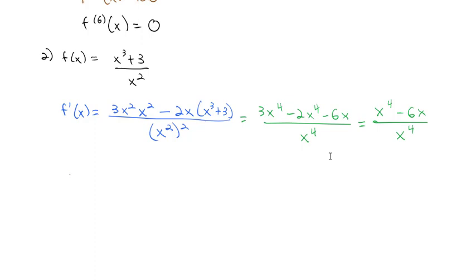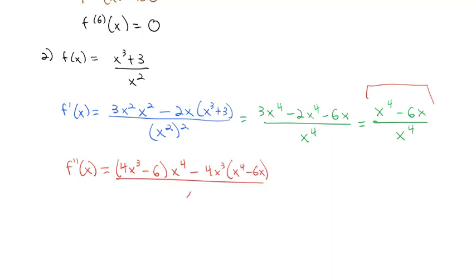Well, if that's the first derivative, the second derivative would be the derivative of our answer, which is also a quotient. So we'll use the quotient rule and take the derivative of the top, which is 4x cubed minus 6, times the bottom, which is x to the fourth, minus the derivative of the bottom, which is 4x cubed, times the top, which is x to the fourth minus 6x, all over the denominator squared, x to the fourth squared.